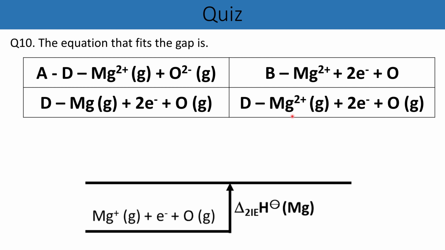Notice how Mg has become Mg2+. It's still a gas. Now you've got that second electron adding to the first there, and the oxygen is still a gas. So there's only ever one change shown at a time in a Born-Haber cycle. Okay, so that one should have been D.